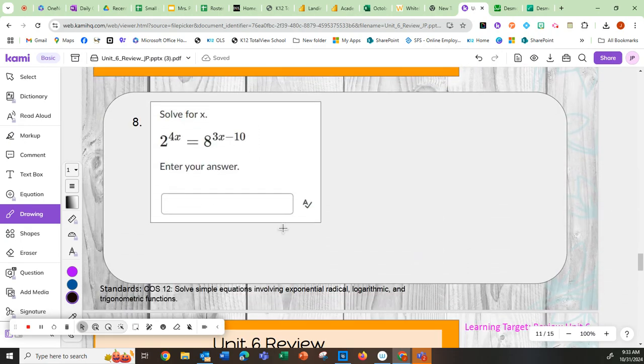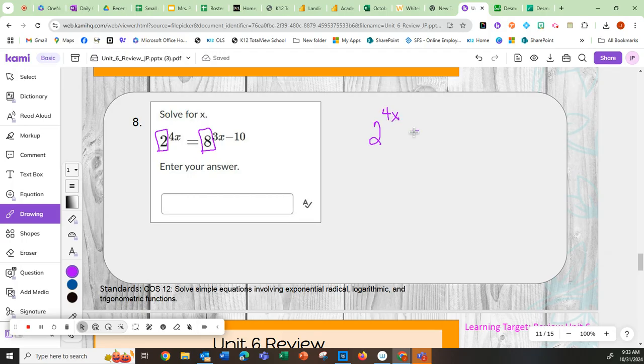Number 8 is asking us to solve for x, and if I take a look at this problem, the left-hand side is in base 2 and the right-hand side is in base 8. You could use logs to solve this problem, but if you can get both sides of your equation to be in the same base, then you don't have to use logs. It's always my suggestion that if you can get through the problem without using logs, it's going to be easier. So the first thing that I realize is 2 is the smallest base that I can use on the left-hand side.